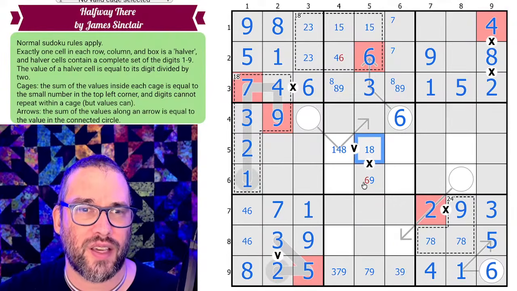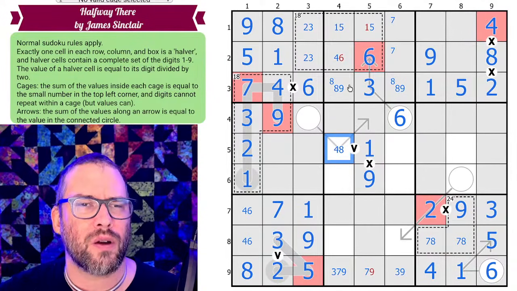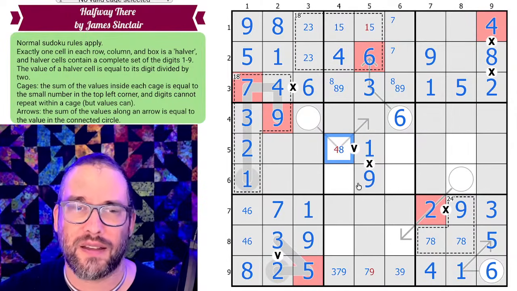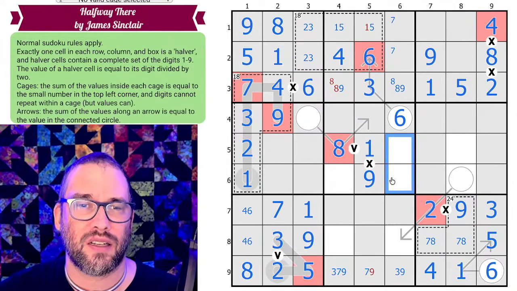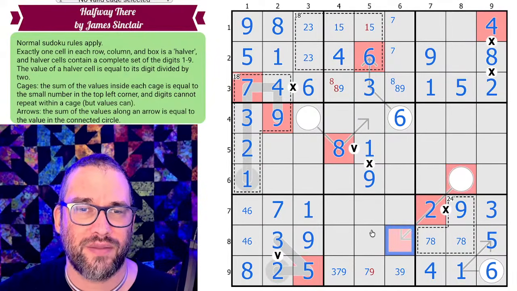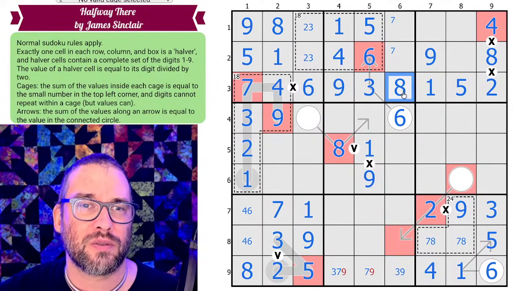This is just a 1 and a 9 and a 4 or 8. We don't know which. No, we do know. Oh, we do know which because of this. So that is a halved 8. So those aren't halved. Those aren't halved. That's not halved. So these are all halved. Got some cleanup to do.